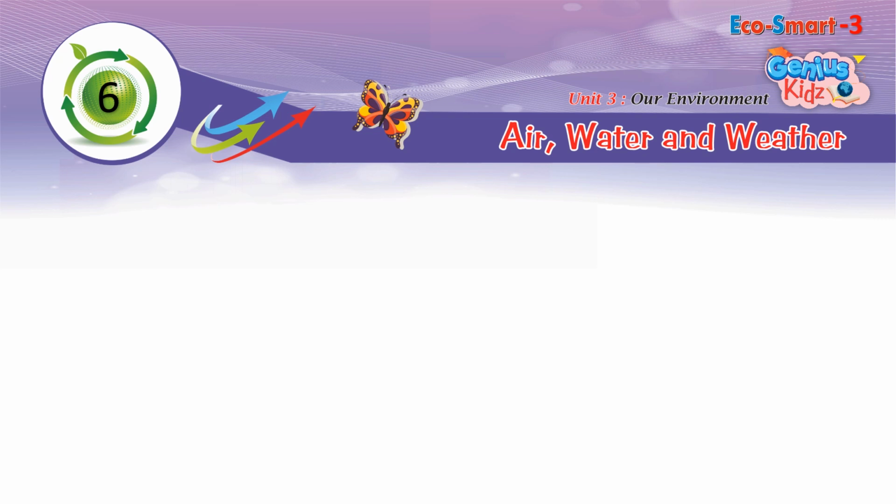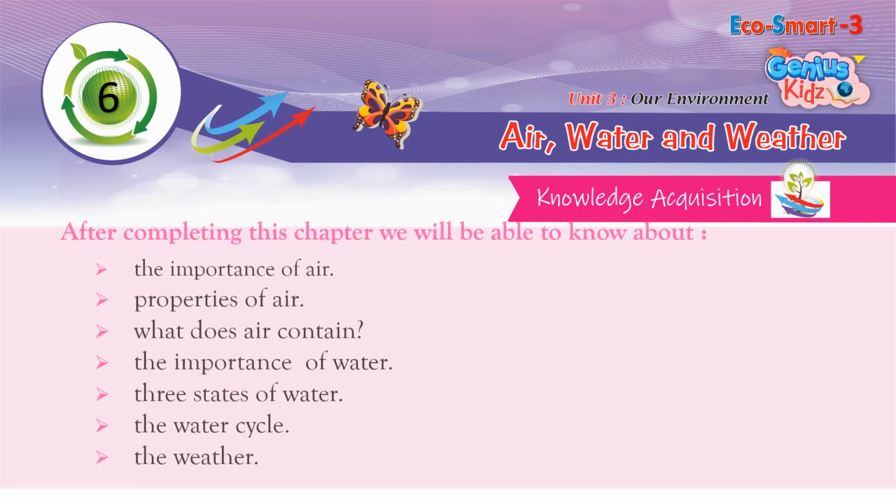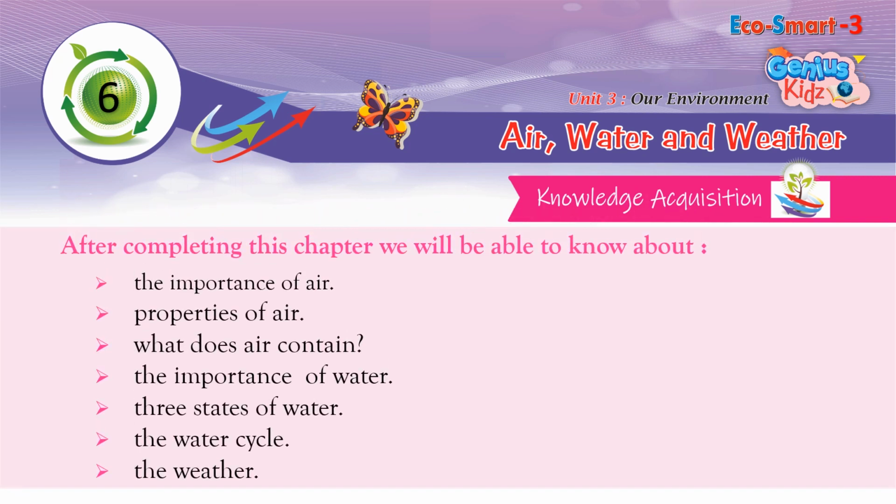Lesson 6: Air, Water and Weather. After completing this chapter, we will be able to know about the importance of air, properties of air, what air contains, the importance of water, 3 states of water, the water cycle, and the weather.